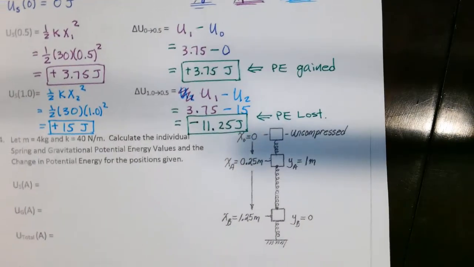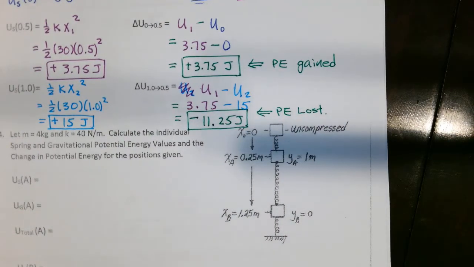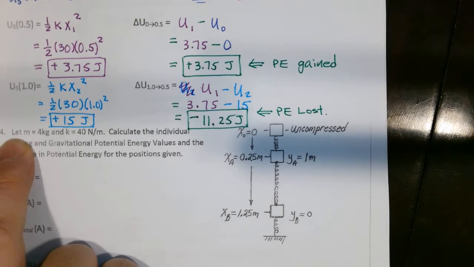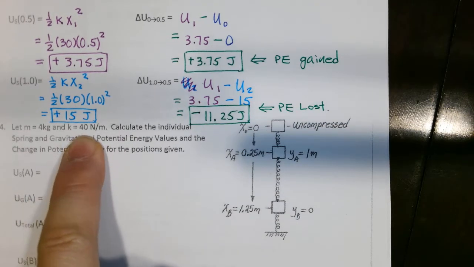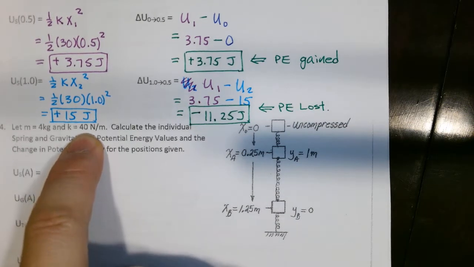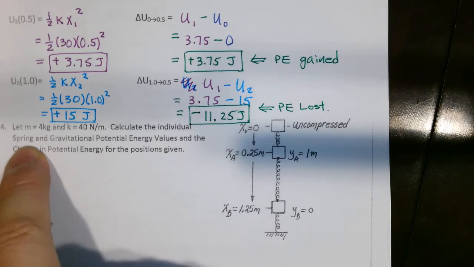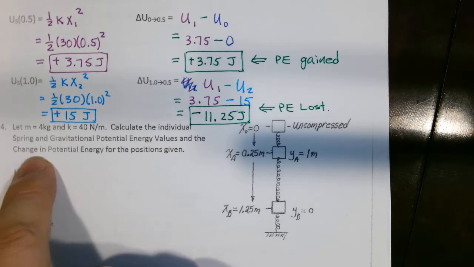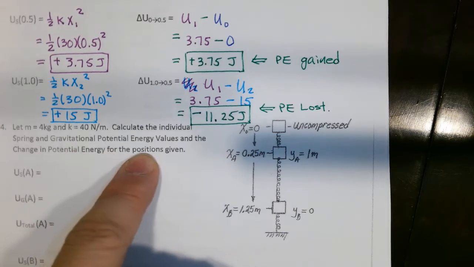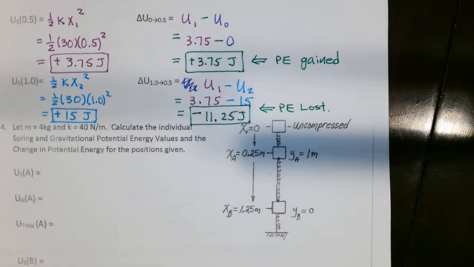Okay. All right. So here, let's think about that 4-kilogram mass hanging on a spring that has a spring constant of 40 newtons per meter. Calculate the individual spring and gravitational potential energy values and the change in potential energy for the positions given.